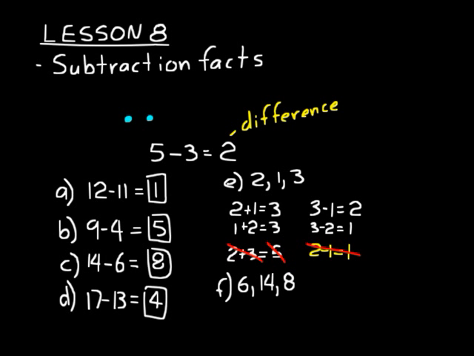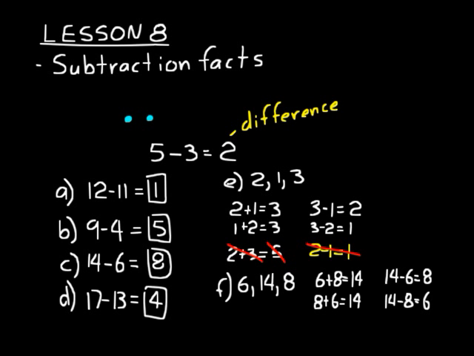Look at these 3 numbers. Let's make 2 addition and 2 subtraction facts with 6, 14, and 8. Well, 6 plus 8, that's equal to 14. 8 plus 6 is equal to 14. And then 2 subtraction facts, 14 minus 6, that equals 8. 14 minus 8, that equals 6.